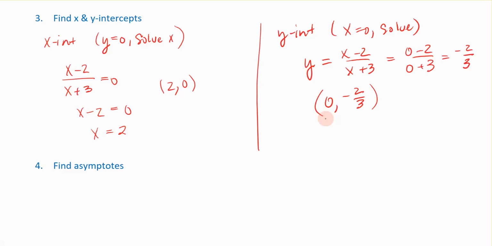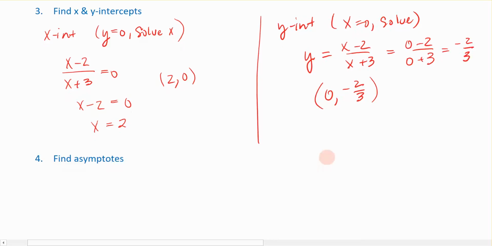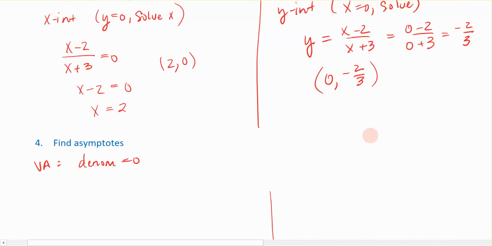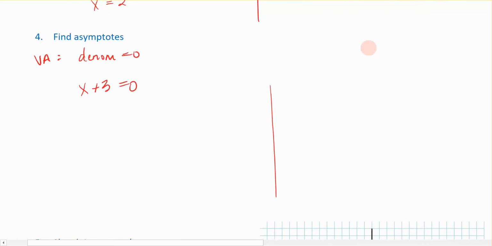Once we know the intercepts, the next thing we do is find the asymptotes. We have vertical asymptotes. That's where the denominator is equal to 0. So just to scroll up here, remember this is the function we're using. The denominator here is x plus 3. Set it equal to 0 and solve. I have a vertical asymptote then at x is equal to negative 3.